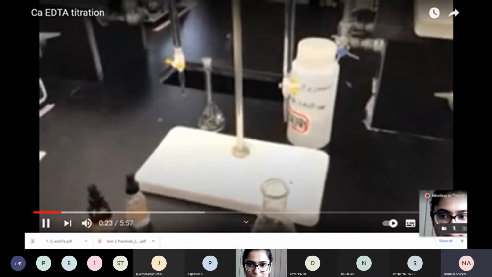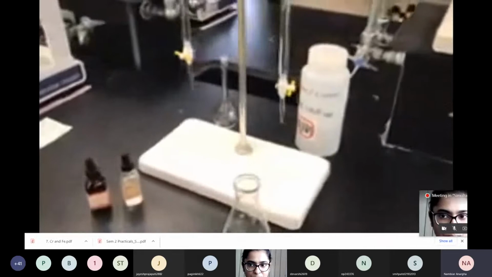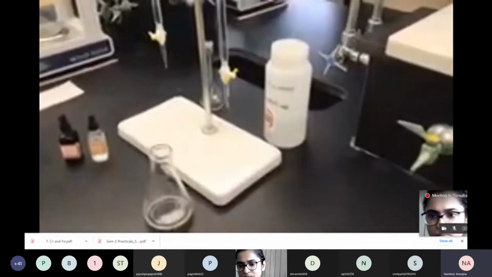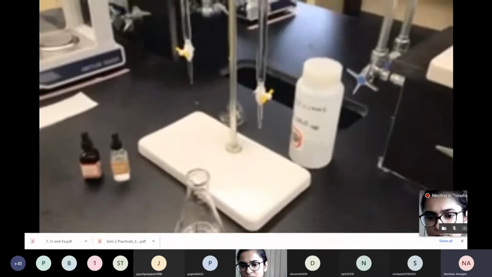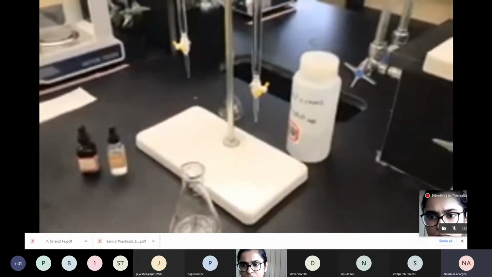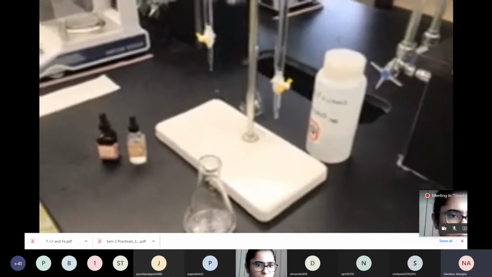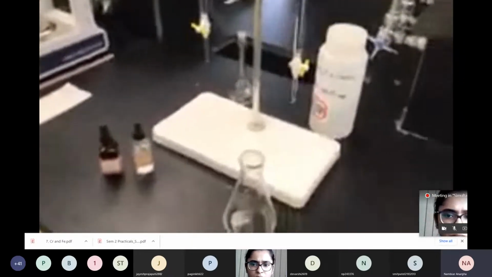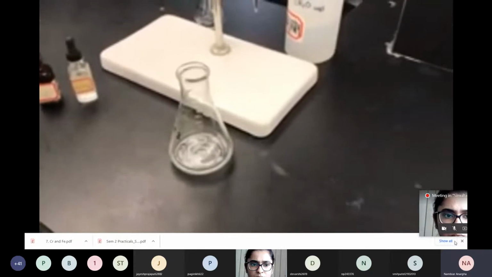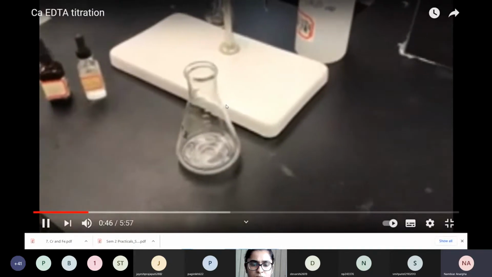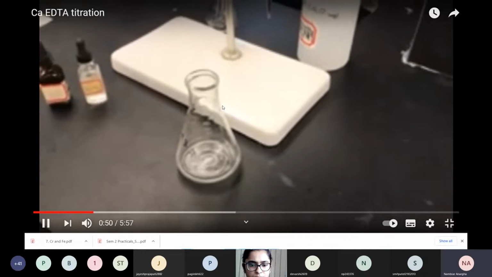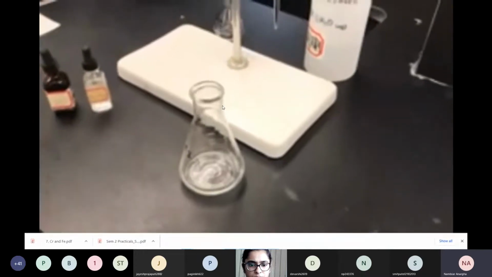So for this particular trial, I have actually measured some of that out. And what I have here for this trial is an initial volume of 0.25 milliliters of that solution, and then I ended at 20.45 milliliters of the solution. So that's actually what I have in the Erlenmeyer flask right here. And I've also added 2 milliliters of the very stinky ammonium chloride buffer to that. So that's already been done.